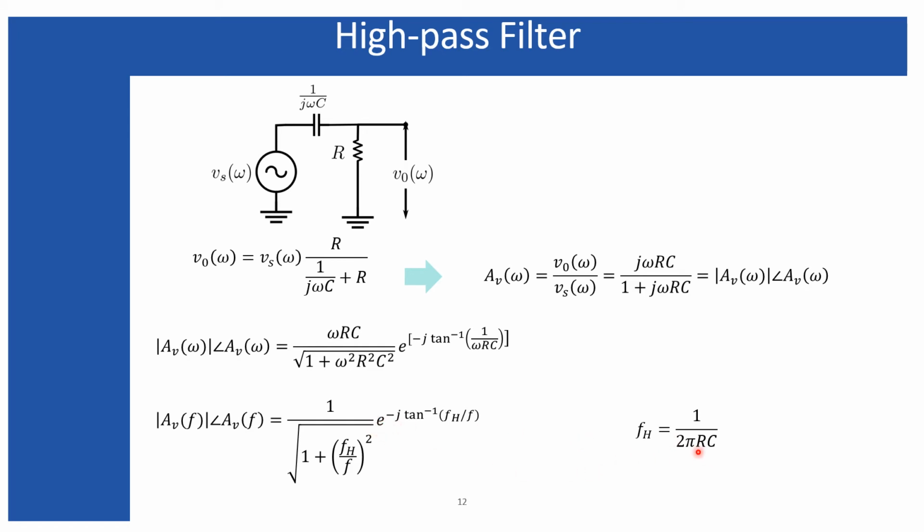In the previous case, the input voltage having frequencies less than fl, or 1 over 2 pi RC, was appearing at the output. But in this case, since it is the high pass filter, as I told, the high pass filter should pass the frequencies higher than the cutoff frequency and block the frequencies lower than the cutoff frequency, just opposite to the low pass filter.